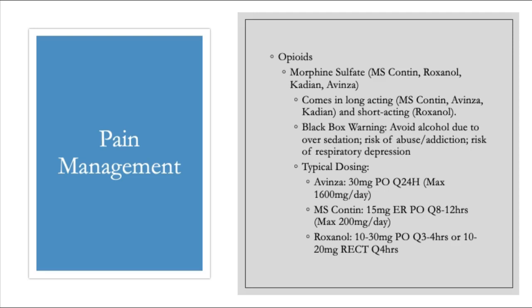So some of the typical dosing, so Avinza, 30 milligrams every 24 hours. It tends to be more of a long acting, but you can go up to 1,600 milligrams per day with that one. MS Contin, I will tell you, is literally the cheapest form for patients to use. So I used a lot of MS Contin. Kadian still tends to be a little expensive, and Avinza does as well. So MS Contin I used a lot.